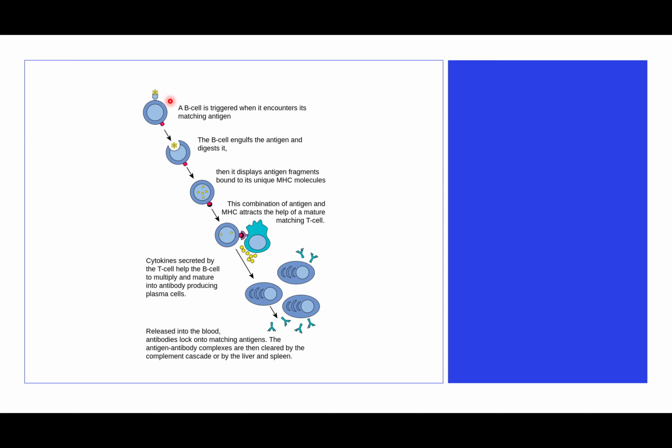So it's really simple. Antigen recognition, antigen presentation, T cell combination, proliferation of memory and plasma cells. Plasma cells would produce the immunoglobulins. And that is really it for the humoral response.